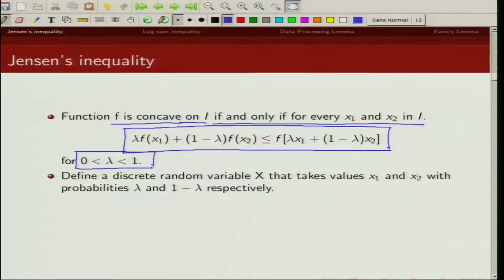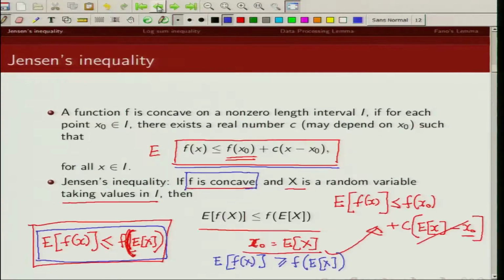Now using Jensen's inequality we can prove this result. So let us look at the proof. Let us say we have a random variable x that takes two values, x1 and x2. It takes x1 with probability lambda, so x2 happens with probability 1 minus lambda. Now what does Jensen's inequality say? It says if the function f is concave, then the expected value of the function is less than or equal to the function evaluated at the expected value.